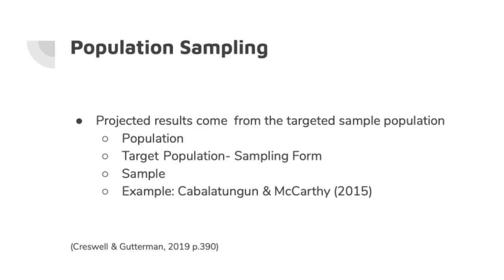Kabla-Tungan and McCarthy exemplified this when they sampled a population of undergraduate students with a target population of college affiliates with the American Council on Education and had administrators provide a random sample of 215 students from each.